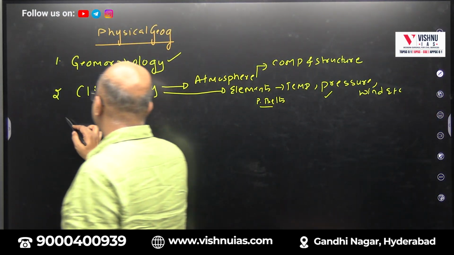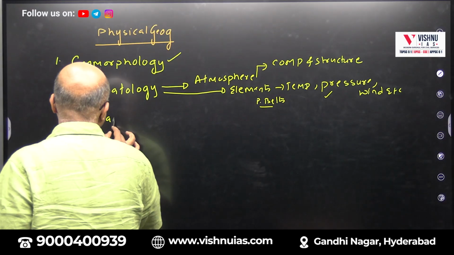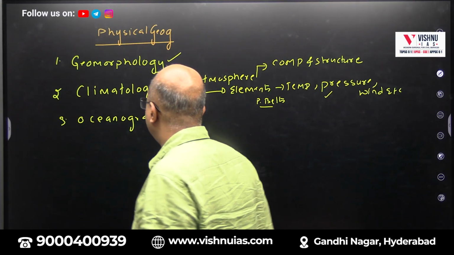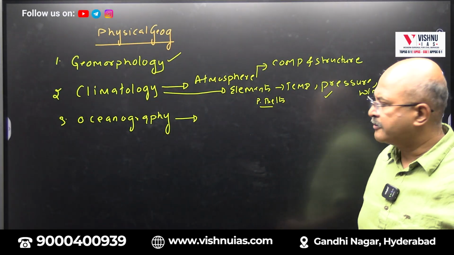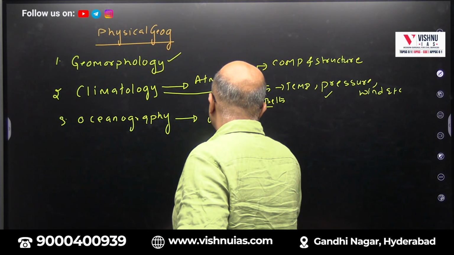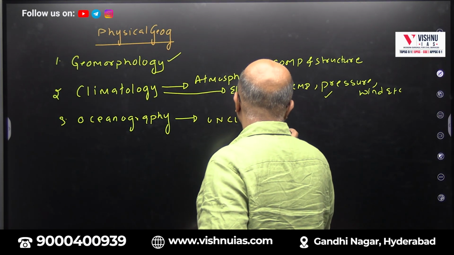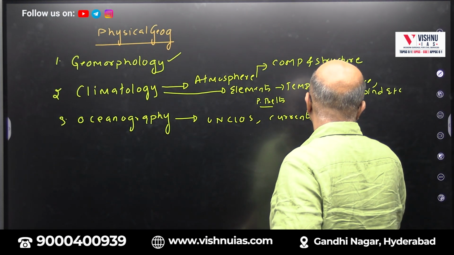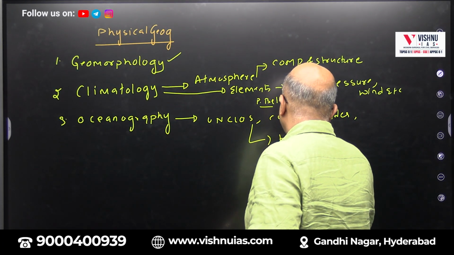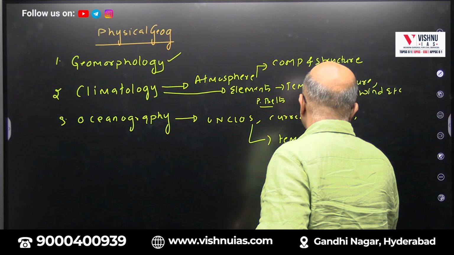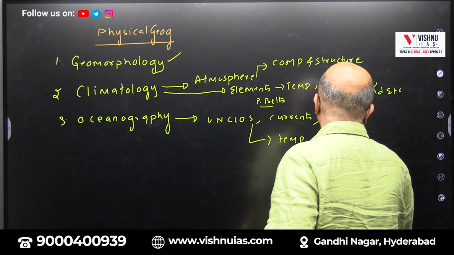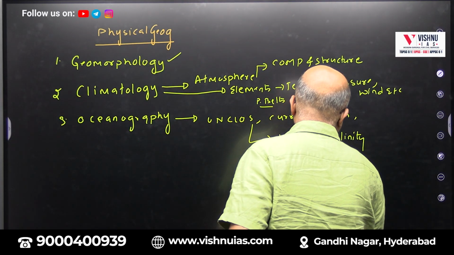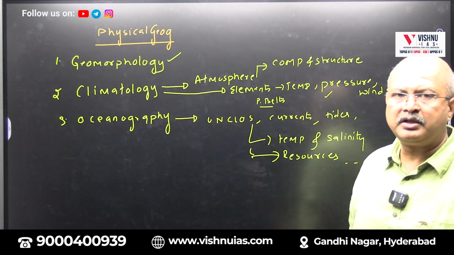Then the third one is oceanography. Now in oceanography we have to read or understand the basics of oceans, then something called UNCLOS, United Nations Convention on the Law of the Sea, then ocean currents, then tides, temperature of the ocean, salinity of the ocean water, ocean resources, right? So all these topics we have to read in oceanography.